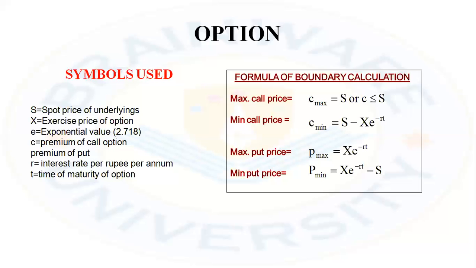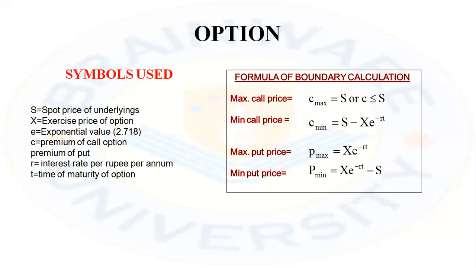X is the exercise price of the option. The exercise price of the option is the price stated in the derivative contract for the underlying asset. Now, the third one is very crucial. It is E. E is the exponential value, which is mathematically approximately 2.718.